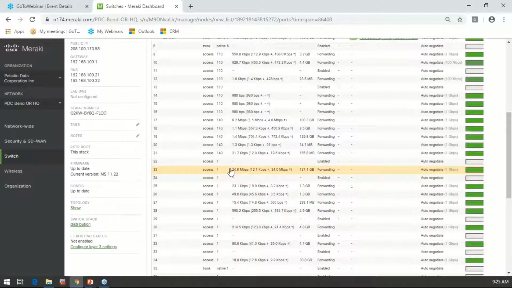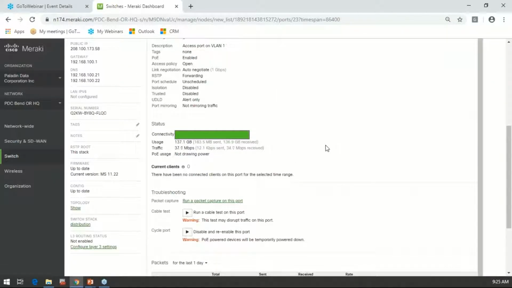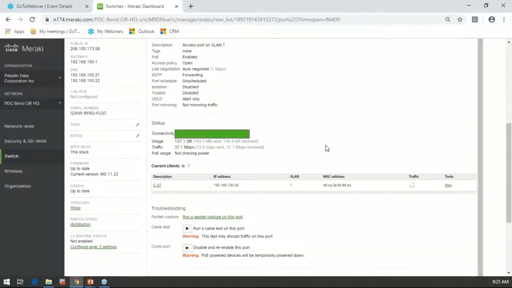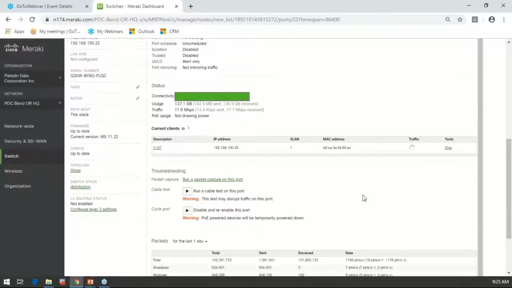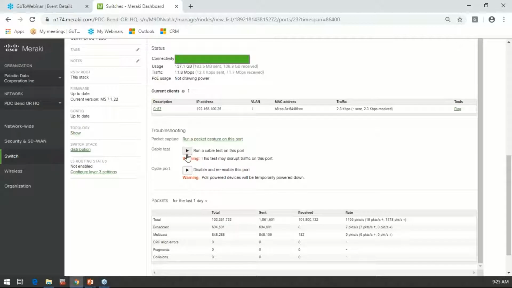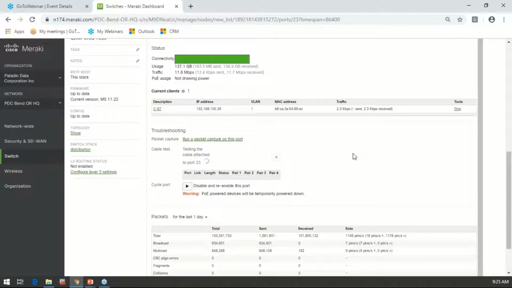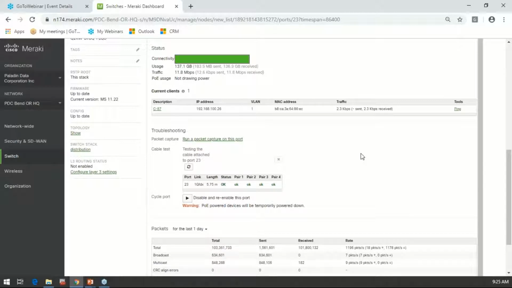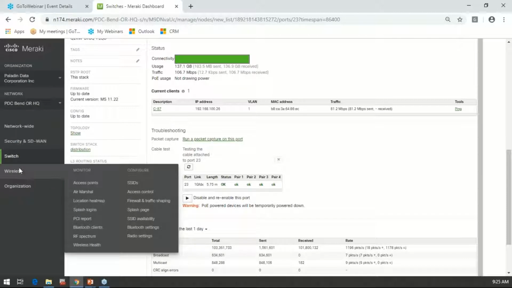And just to show you another capability here that's really beneficial and helpful. Have you ever had a situation where you're wondering whether a cable is a good cable run? We can test the cable run right from the Meraki switch. So I'm just going to click on this right here. And you can see in just a matter of a few seconds that all 4 pairs on that cable are good on that switch.